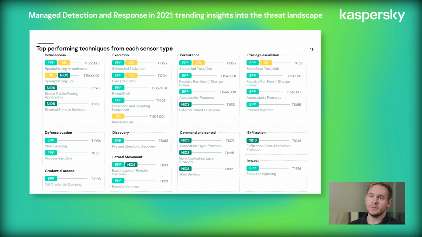On this slide, we can see the most popular techniques for each tactic and what sensors were able to detect them. In addition to already mentioned initial access, where mainly sandbox and network IDS work, and command and control, where mainly network IDS demonstrates its efficiency, it's important to note that exfiltration over alternative protocols is pretty popular, and here only network IDS can help. Sandbox demonstrated comparable efficiency to the endpoint in detecting popular techniques on execution and privilege escalation.